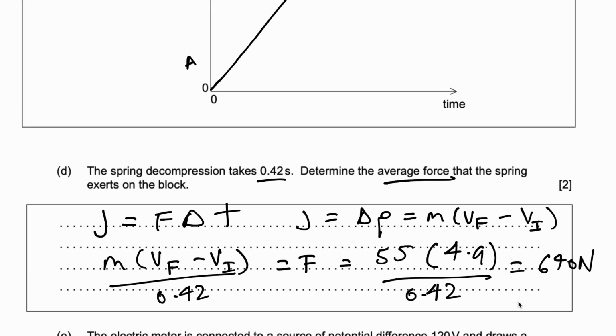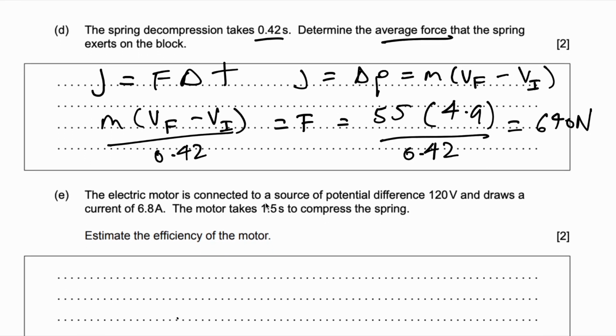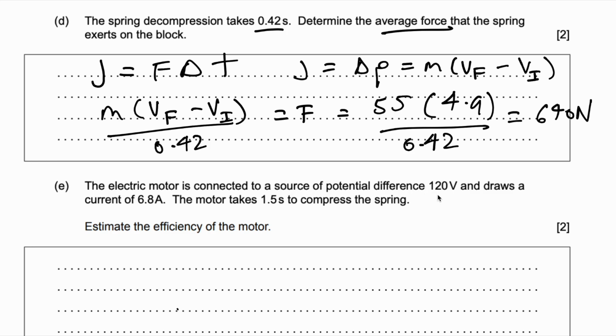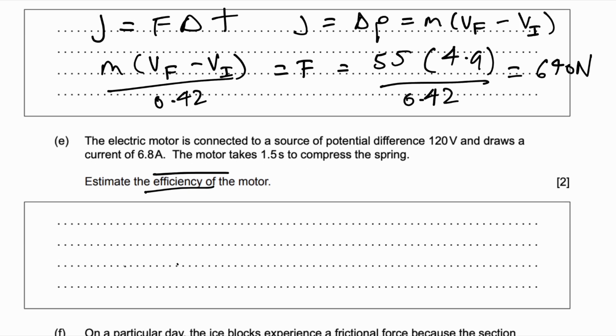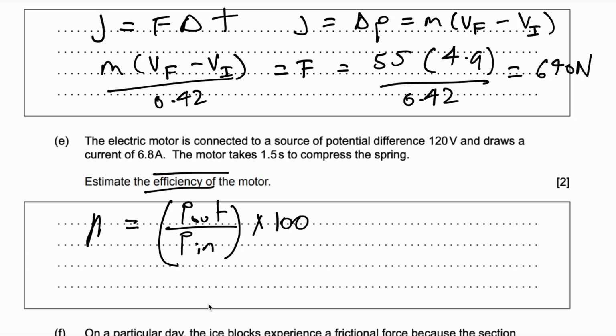Okay. Part E. The electric motor is connected to a source of potential difference 120 volts and draws a current of 6.8 amperes. The motor takes 0.5 seconds to compress the spring. Estimate the efficiency of the motor. Now, what is the equation for efficiency? Eta, which is efficiency, is equal to the power out over the power in times 100. That's given in your formula booklet.